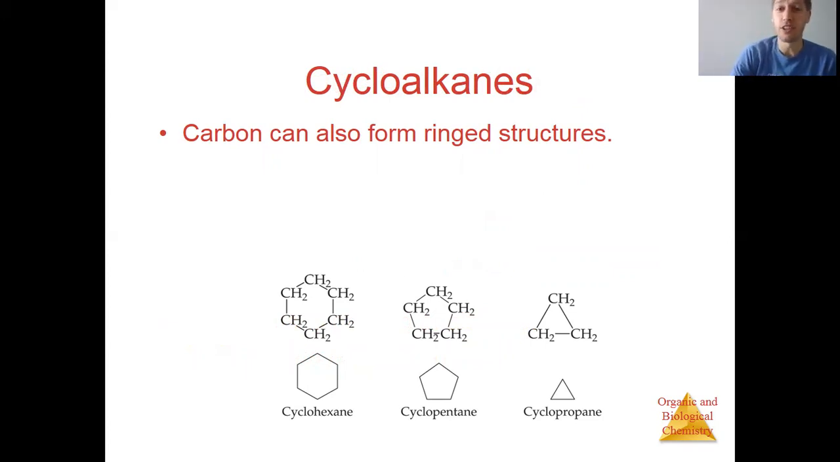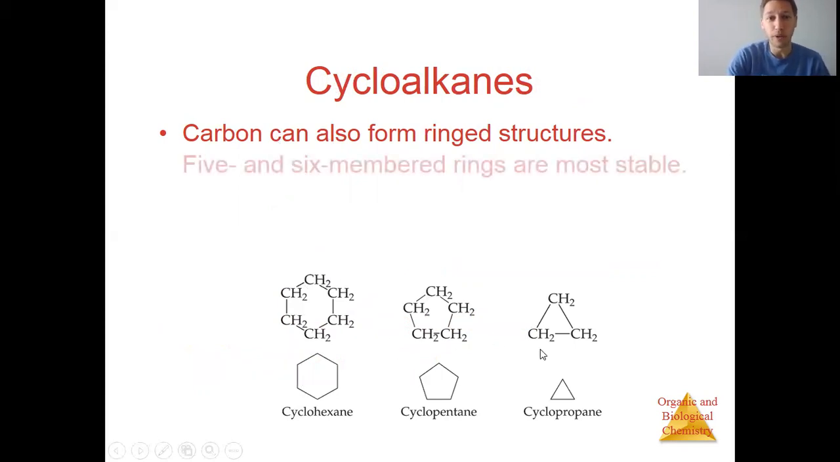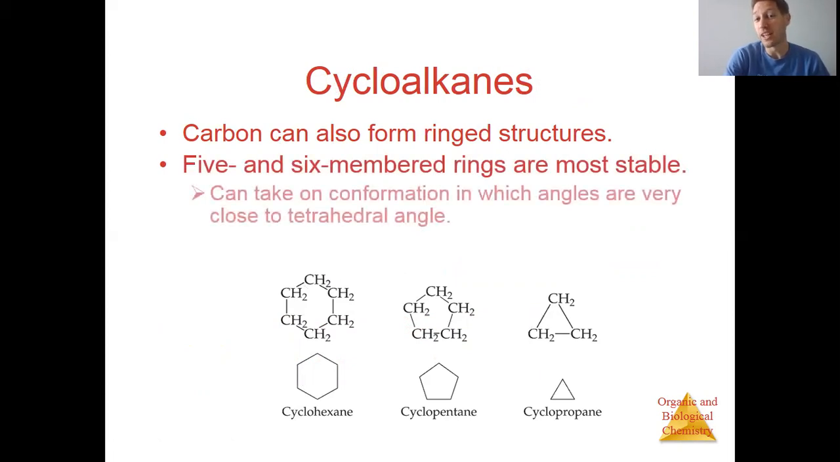cycloalkanes, this is another way that we talk about hydrocarbons. Sometimes they make a ring structure. So whenever you have a ring structure where the carbon actually makes a whole circle, we just put a cyclo on the front of it. So cyclo just means a circle. All right, so here's cyclohexane. It's 6 carbons in a circle. Here's cyclopentane. Here's cyclopropane. So if they form a ring structure, then we put cyclo on the front of it.